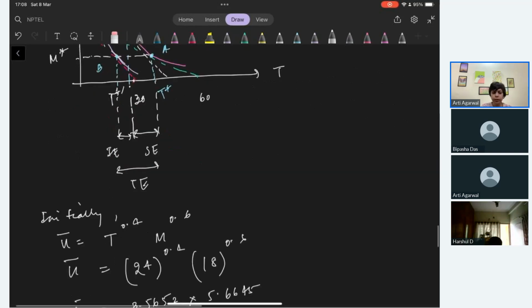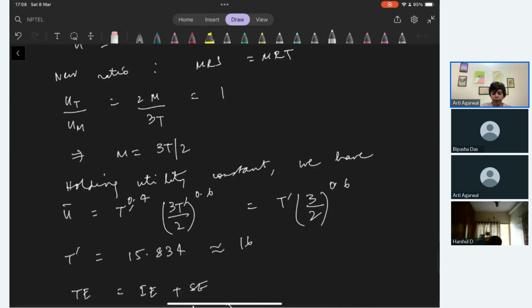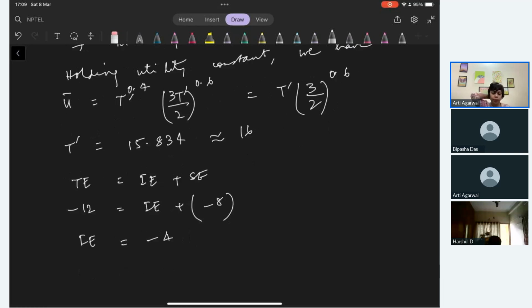We found the initial utility level first, U bar. Then we took the ratio MRS equal to MRT. We found this expression for M in terms of T. We keep utility constant and plug in the expression for M in terms of T to simplify for the value of T. We know the value of U bar. We plug in all these values and simplify it. I get T prime as approximately equal to 16.